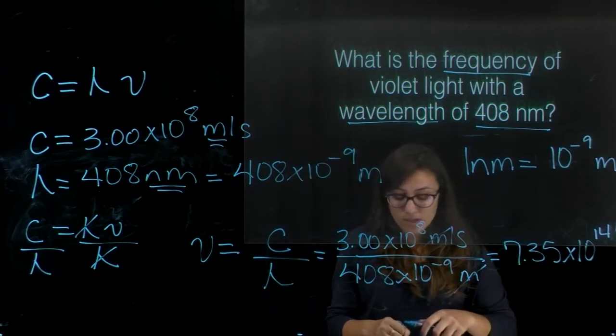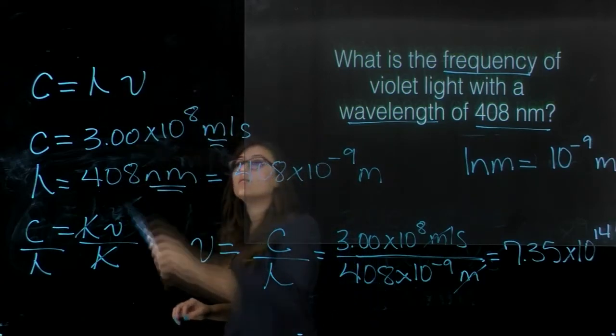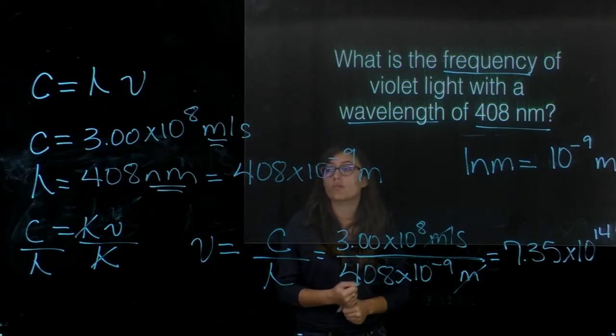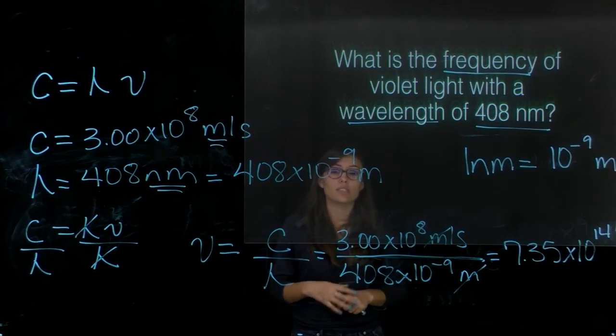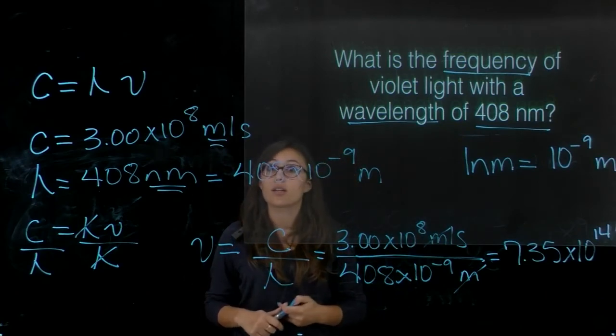And once that's done, you can always double check your answer by plugging it back into the equation, and you can multiply your wavelength times your frequency and make sure you can get your constant. So that's one way to double check your answers.